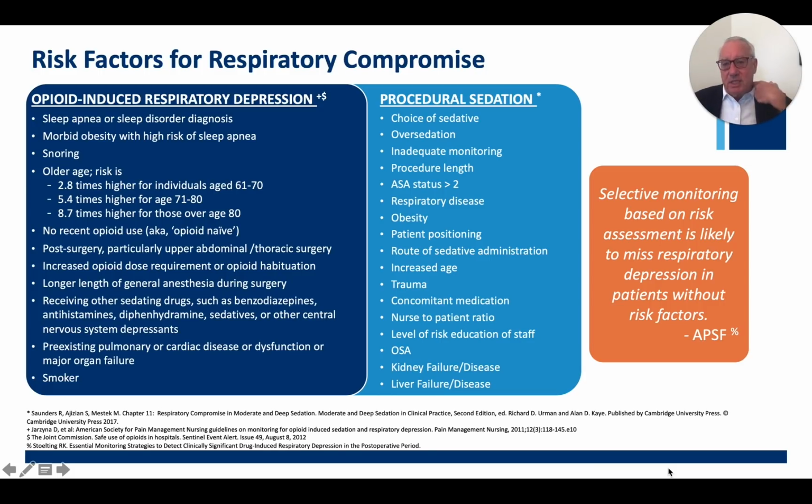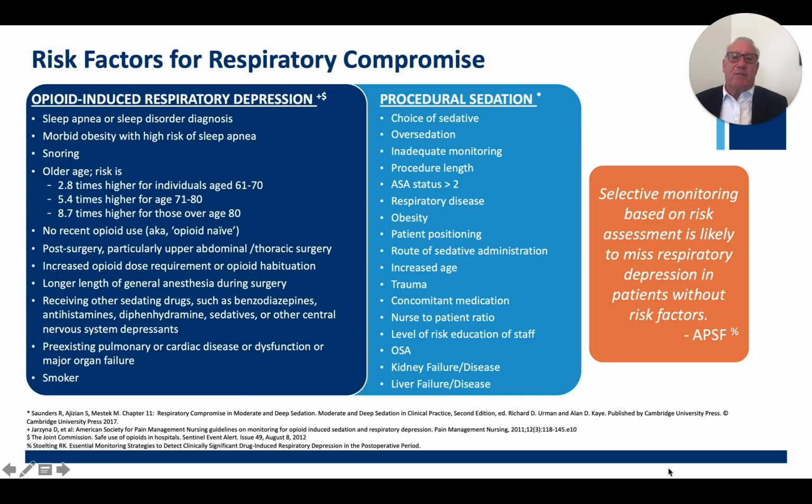When we look specifically at opioid-induced respiratory depression, again going back to the classic sleep apneic patient being more at risk, or morbidly obese patient, snoring, older age has been shown to dramatically increase the risk of respiratory compromise, progressively increasing over age 60. Opioid naive, very at risk. Post-surgery, again, abdominal, thoracic, longer procedures, receiving other sedating drugs and the likes.